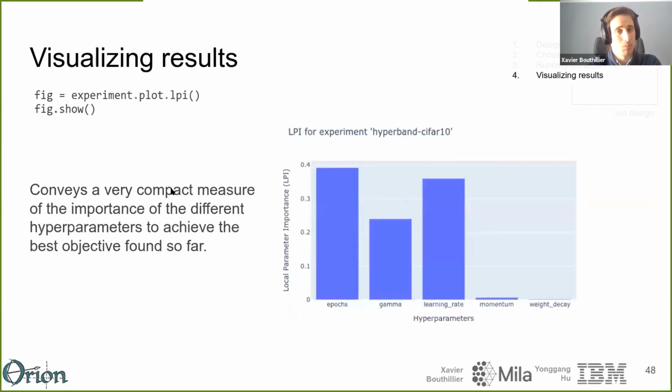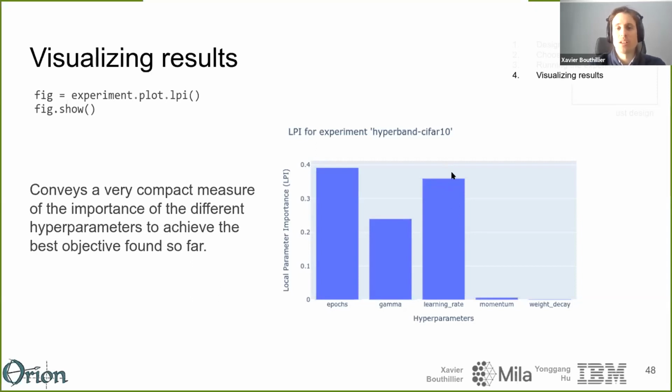The first one is a simple bar chart, which contains a lot of information in a very compact way. It's called the local parameter importance. What this measures is, given a set of trials, so let's say you trained for 100 trials, what was the importance of the different hyperparameters in achieving this best result? If you take the best set of hyperparameters and you change the learning rate, for instance, how much will it degrade the objective?